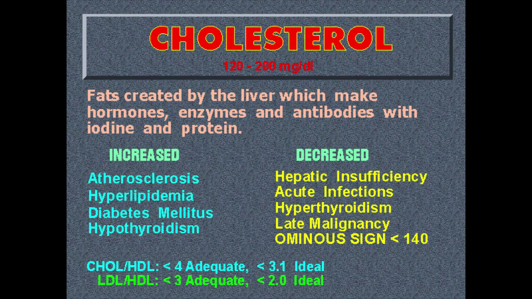First is cholesterol. Certainly, it should never exceed 200 or be less than 120. And remember, less than 140 can be an ominous sign. When cholesterol is high, think hyperlipidemia or diabetes mellitus. An underactive thyroid results in a sluggish metabolism. Thus, the cholesterol is poorly utilized and will accumulate in the plasma.